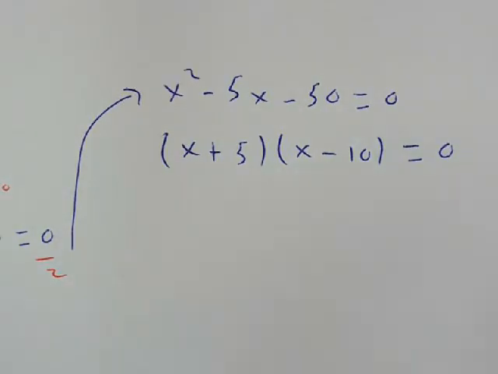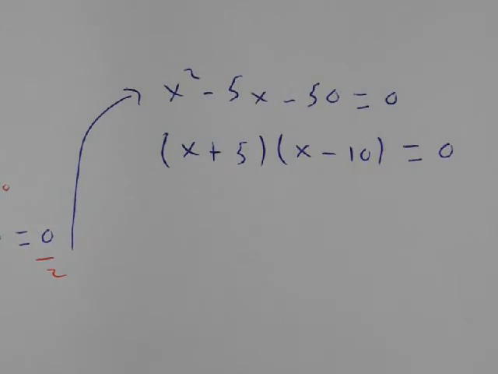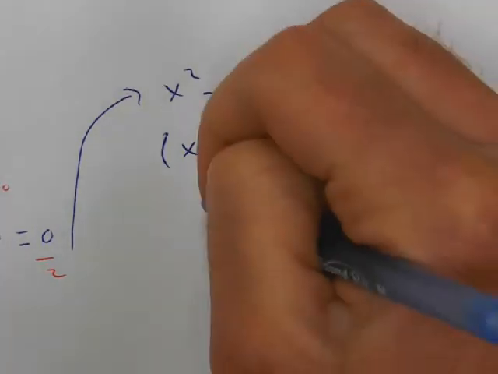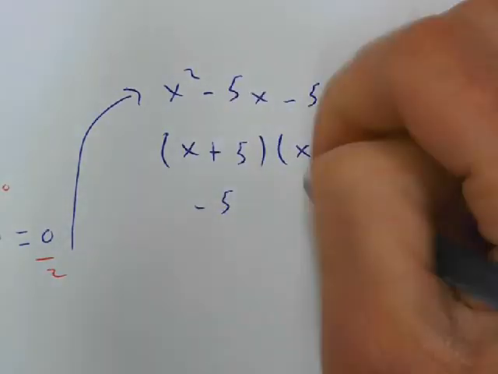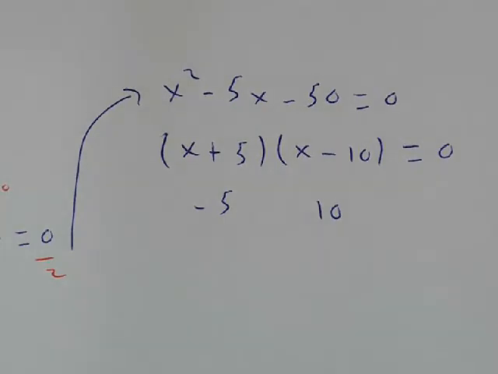Okay. And then last thing, if I got this thing times this thing equals 0, well then when are these two factors going to equal 0? Well, when x is -5 or +10. Okay, so then we get these two answers of -5 and +10.